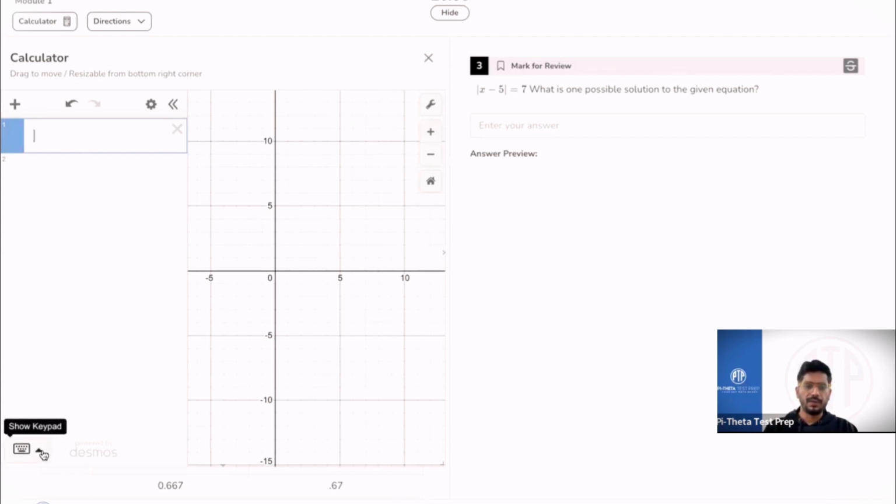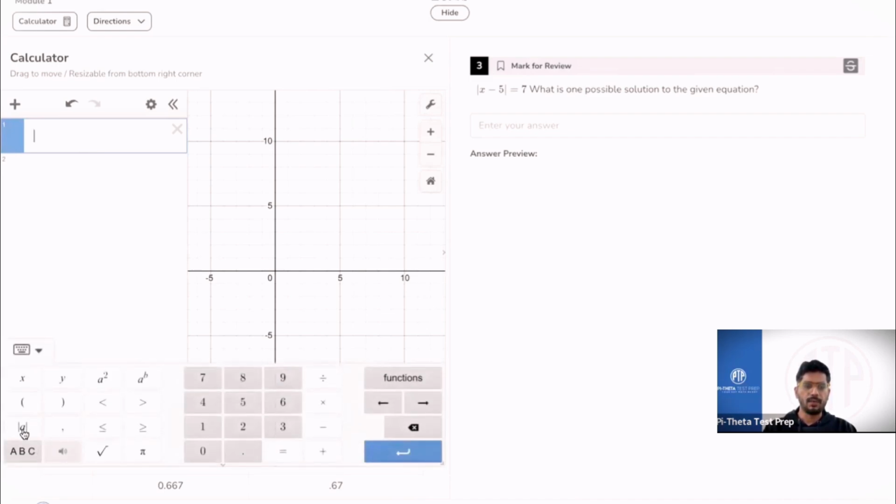I will select, if you observe here, there is a keypad in the Desmos, right? So I'll select the keypad, I'll select the modulus sign, it's above the ABC written. So I'll select the modulus. I will write x minus 5 and I'll close the modulus and I'll write equal to 7.